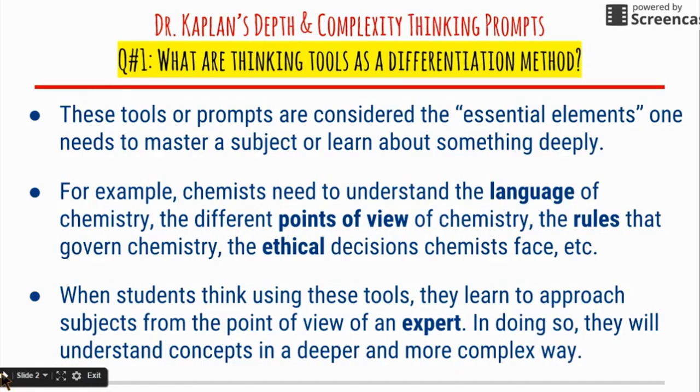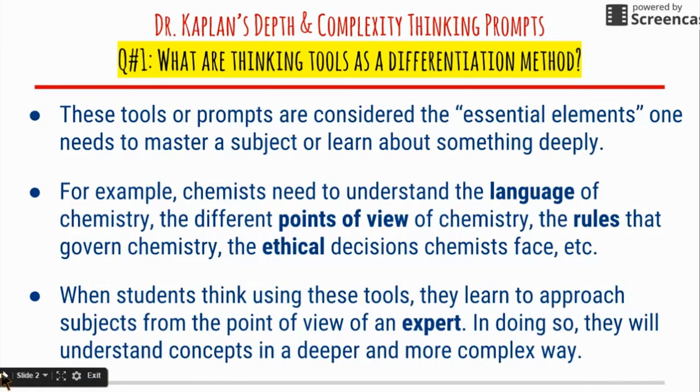Let's start by looking at why these thinking tools or prompts are a differentiation method for students who are more advanced or who are gifted or who are ready to move to higher levels of thinking. These are prompts that are considered essential elements that a person would need in order to master a subject or just generally learn about something in a deeper manner.